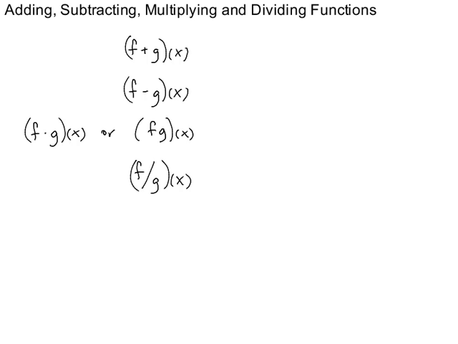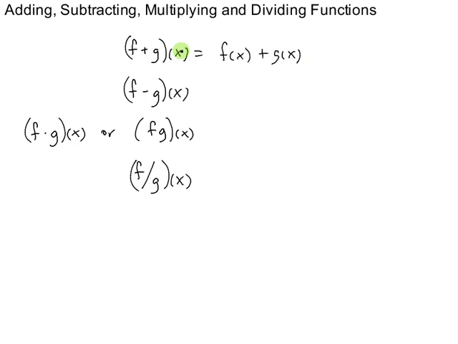Alright, if we have two given functions, let's call them f and g, we can create four new functions using arithmetic. We could add the functions, we could subtract, multiply, or divide. So this first function, its name, like f has a name, right? Its name is f. This new function, when you add the functions, is called f plus g. And the input to this function would be x. So this is f plus g of x, and its definition is f of x plus g of x.